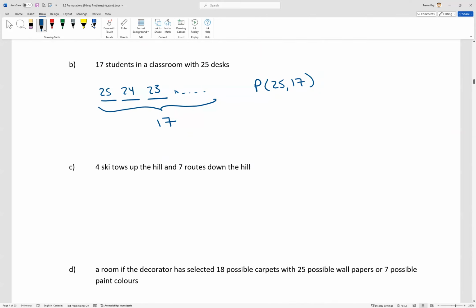Part C, there's 4 ski routes up a hill and 7 routes down the hill. Okay, this is just a straight up counting problem. You have to choose a way up and a way down. Whether you draw the lines or not, these are just kind of like making diagrams to help you think. There are 4 ways up and 7 ways down, so there are 28 ways that you can get up and down the hill again.